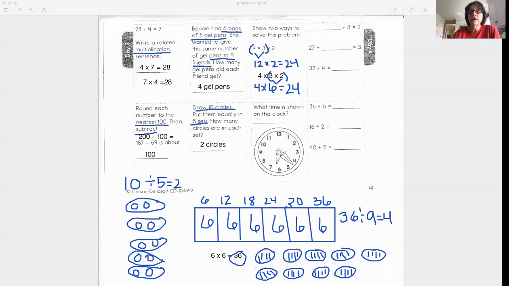Okay, what time is shown on the clock? Well, remember, little kids go first. So I look at the little hand. It's between the 6 and the 7. So I know it's 6 something. Okay, and then I have to count my minutes, and I count my minutes by skip counting around the clock by 5s. So it'd be 5, 10, 15, 20.